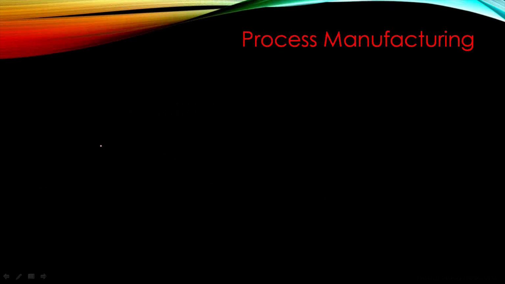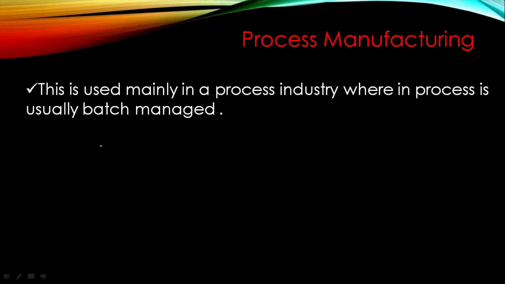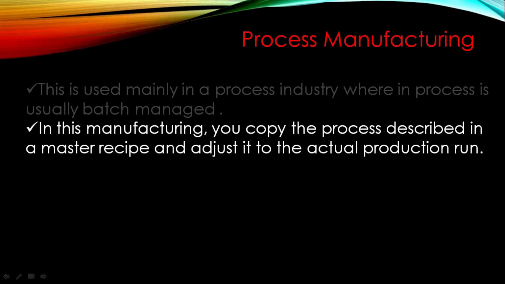Then the third type is process manufacturing. This is used mainly in a process industry, where the process is usually batch managed. Okay, so this is basically where the product is manufactured in batches. Okay, in a batch size, batch lot.